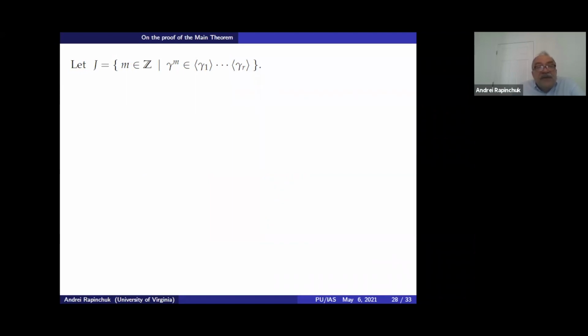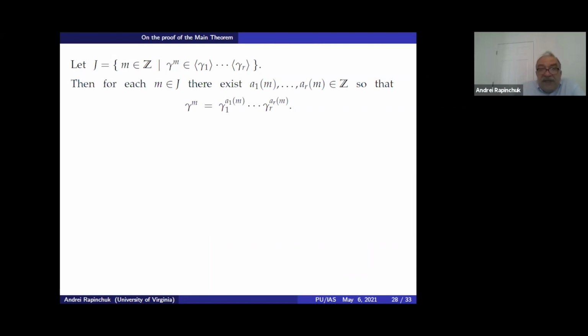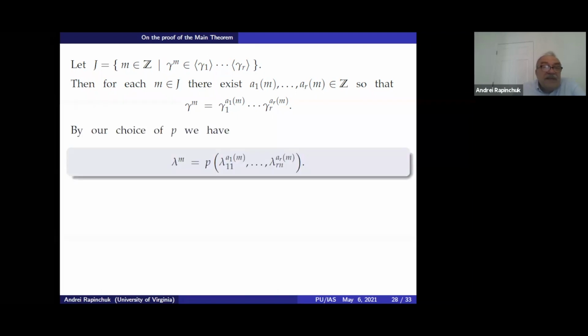Okay, let's consider the set J of integers such that the m-th power of gamma is inside the product. Now remember, we want to prove that this J is finite. In any case, for any m in J, we can find integers a1 through ar so that gamma to the m is the product of the powers of these elements. Now, as a consequence of this and my definition of the polynomial P, we have this relation. So for each m in J, we have this relation.